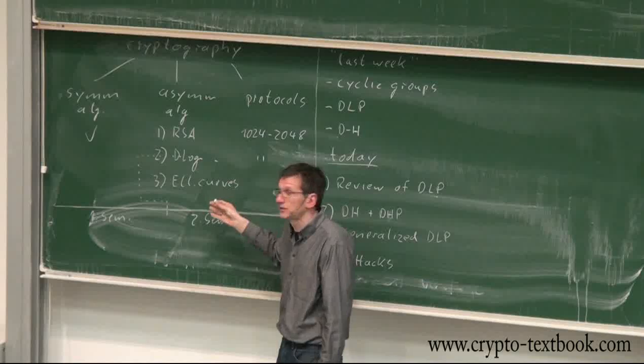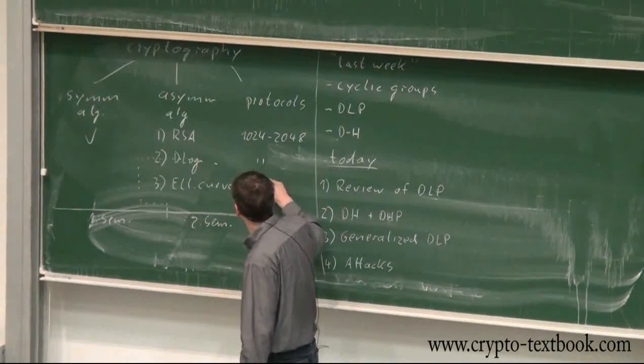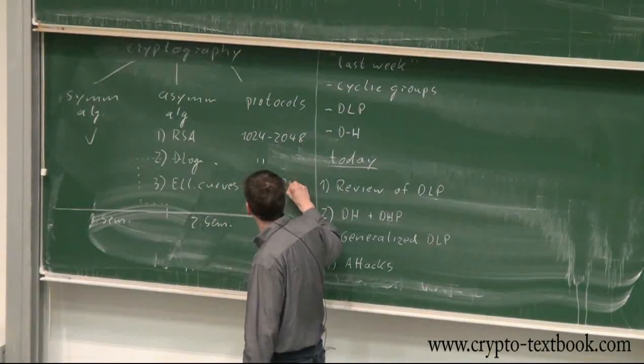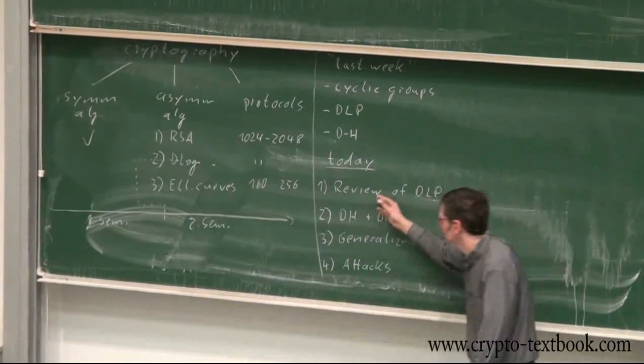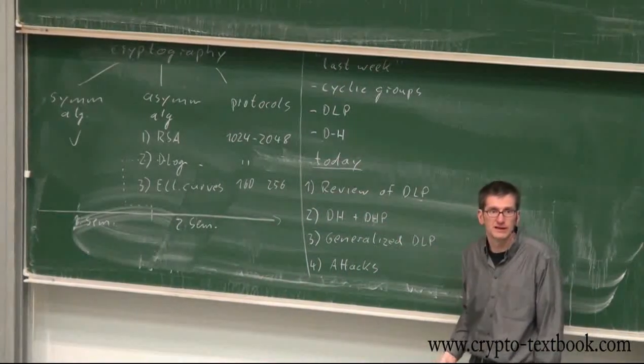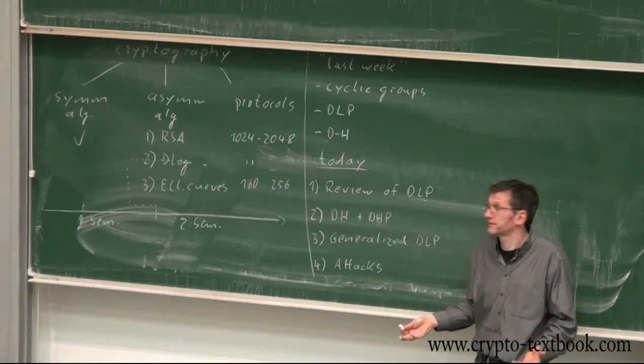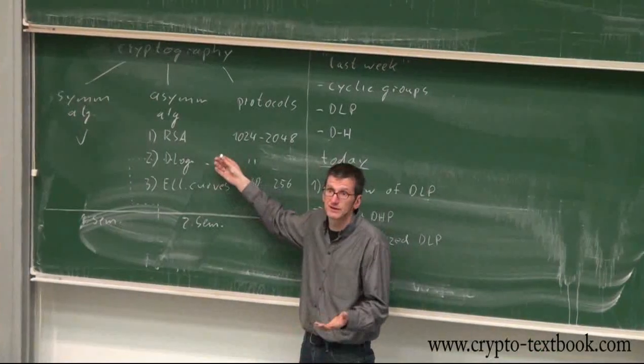Elliptic curves, you get secure with 160 bits, up to, let's say, 256 bits. Okay? And why is that? Well, that has to do with the stuff we're doing today. And that's why BlackBerry has elliptic curves in and not discrete logarithm.